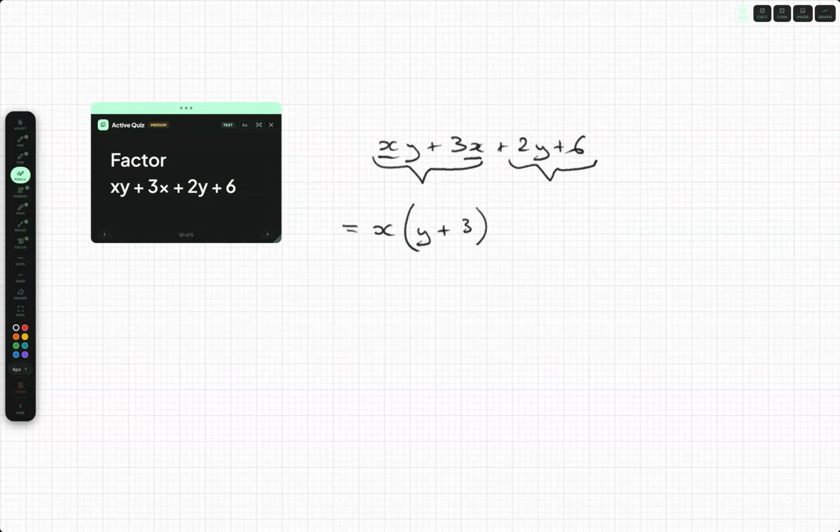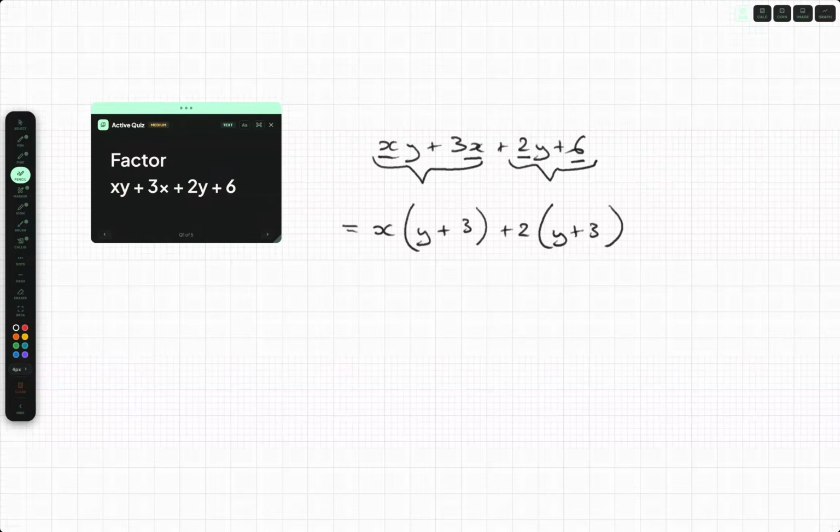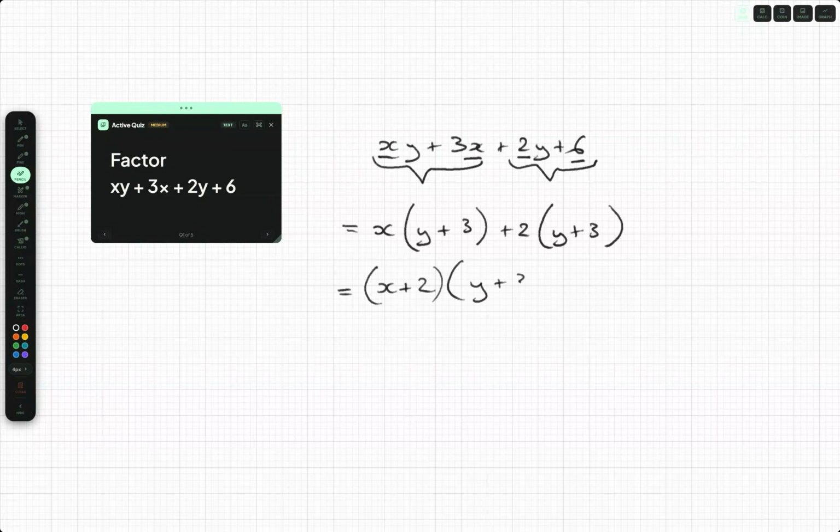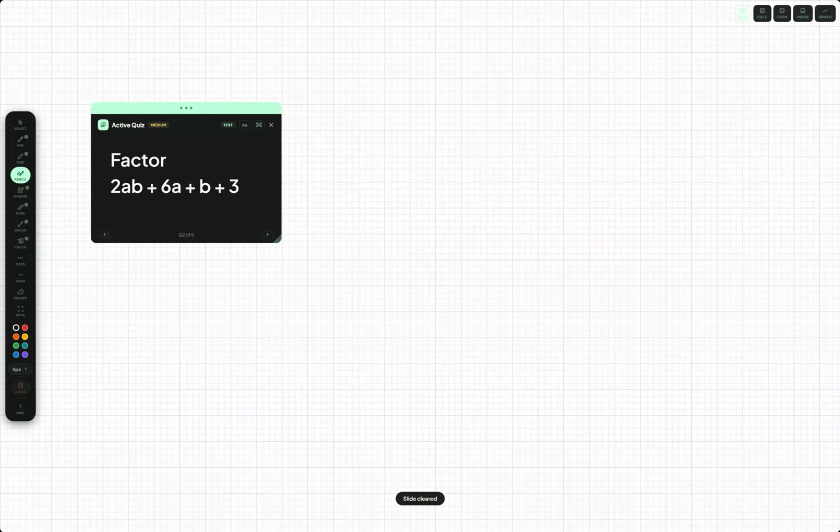Now let's look at our second group. They don't have any pronumerals in common, but 6 and 2 have a common factor in 2. So let's pull out the positive 2 and do y plus 3. And look, we've got two numbers that are both being multiplied by the same binomial, so we can rewrite this as x plus 2 multiplied by y plus 3. And that's our answer. So it's not a tricky task, and it is incredibly useful to be able to do this. Let's move on to our next one.